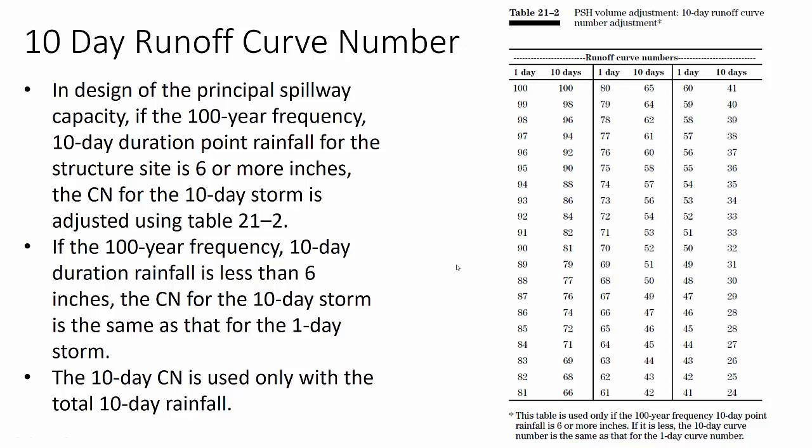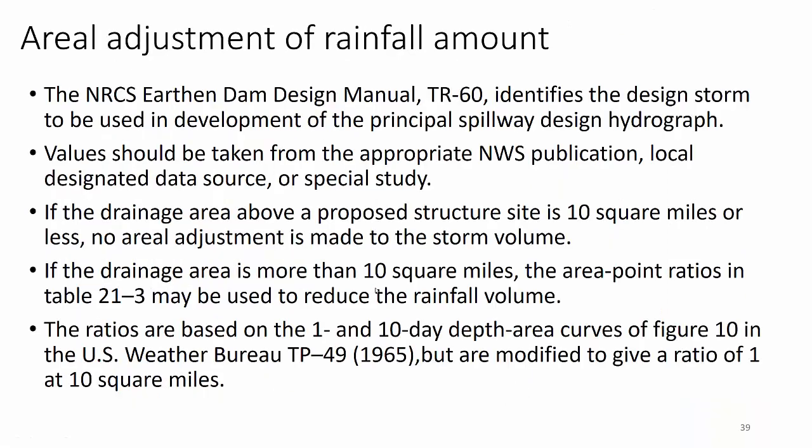It's not that difficult. If a 100-year frequency, 10-day duration is less than 6 inches, the curve number for the 10-day storm is the same as the 1-day storm. Now, in most cases, the 100-year flood frequency is more than 6 inches. The 10-day curve number is used only with the 10-day rainfall. Keep that in mind. And those are all part of the NOAA Atlas 14 documentation.